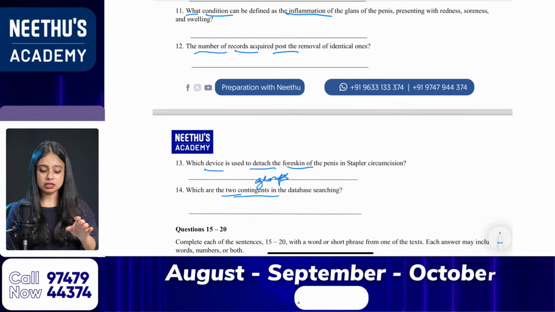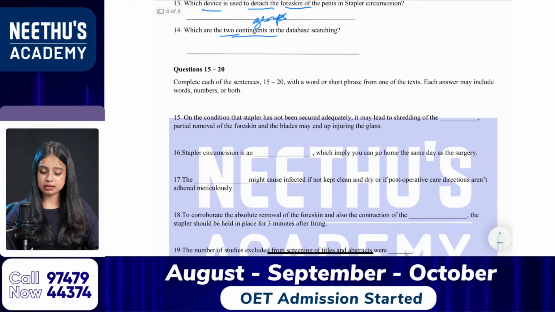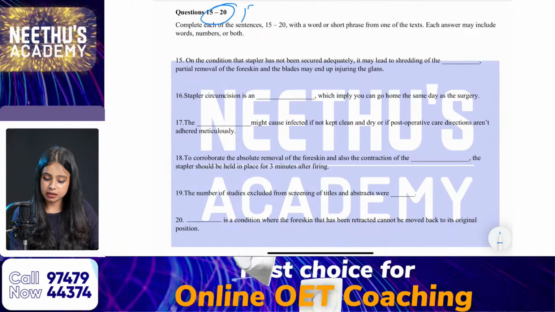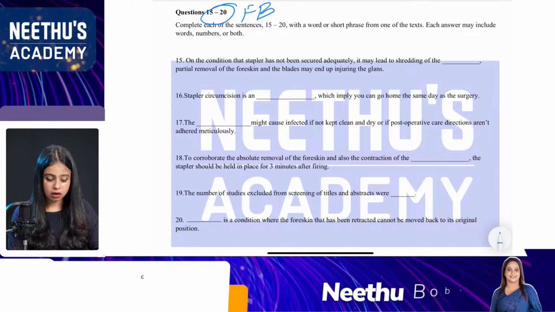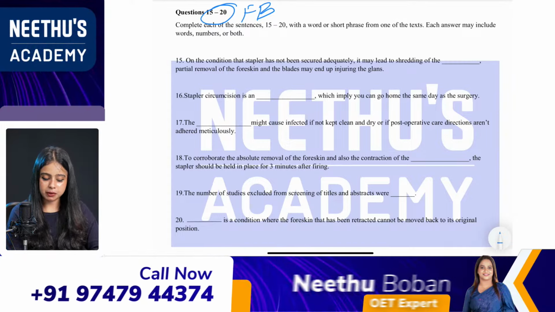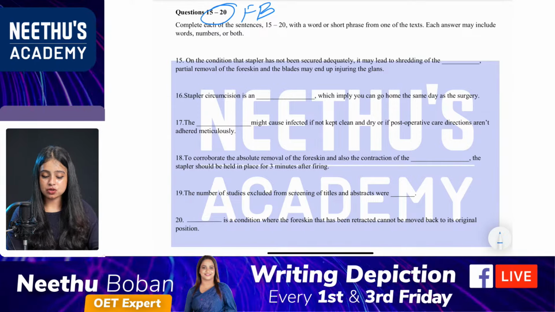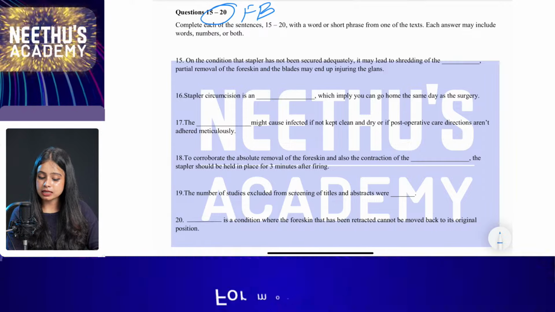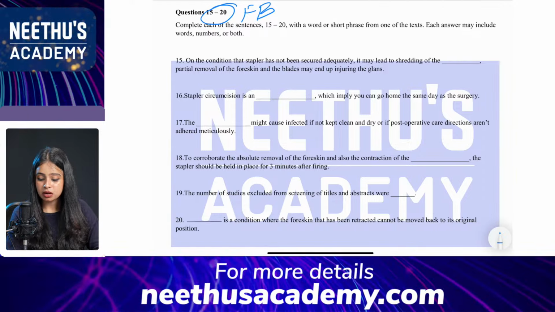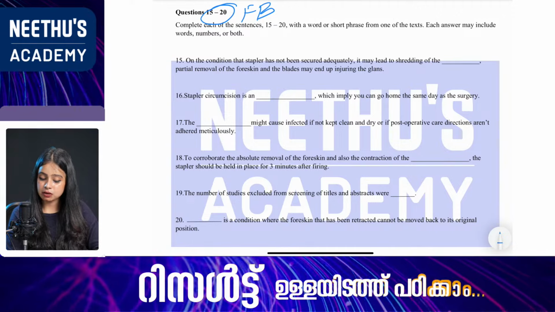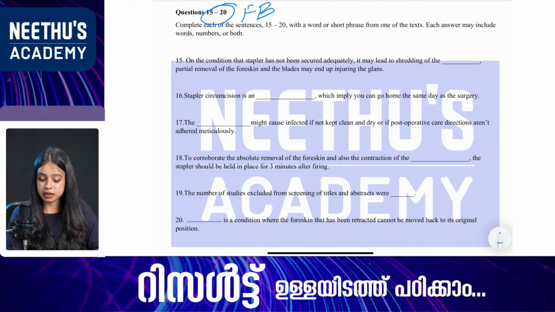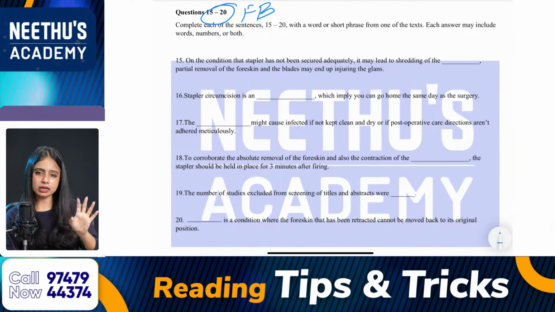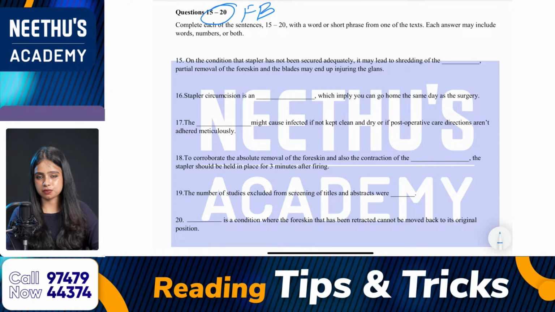Now we are moving to the next set of questions, 15 to 20, which can be called fill in the blanks. Yes, so OVID and PubMed. Okay, so the 15th one. Fill in the blanks: on the condition that the stapler has not been secured adequately, it may lead to shredding of the dash, partial removal of the foreskin, and the blades may end up injuring the glands. Any idea? The question is not a direct question, just an indirect question.